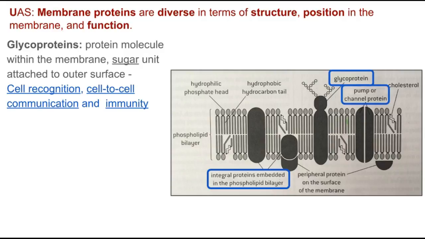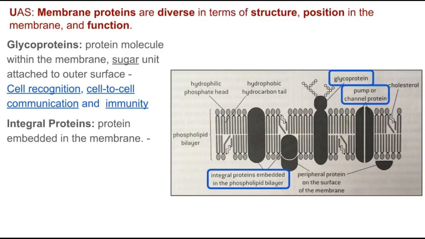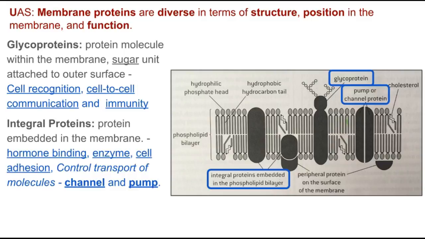There are also these integral proteins. Now these are proteins which are embedded in the membrane itself. So we can see here the integral proteins and also these pump or channel proteins. These are really important for a variety of reasons. For example, hormones might bind to these integral proteins. They may also act as enzymes. They might be important for cell adhesion. And they can also help to control the transport of molecules, as we'll see. In active transport, they are used as pumps, and in passive transport, they are used as channels. More on this in the next topic.